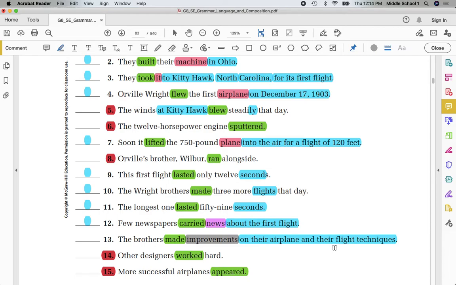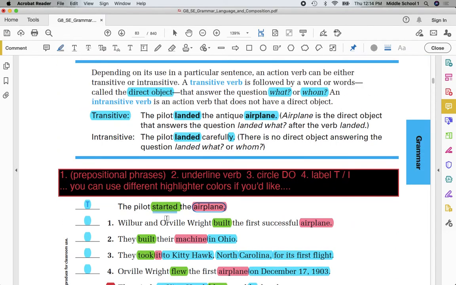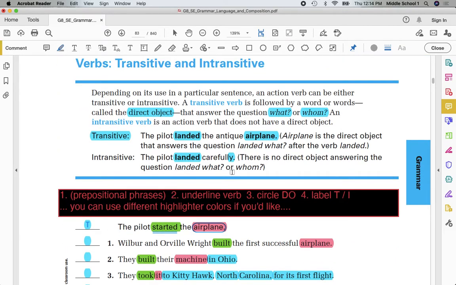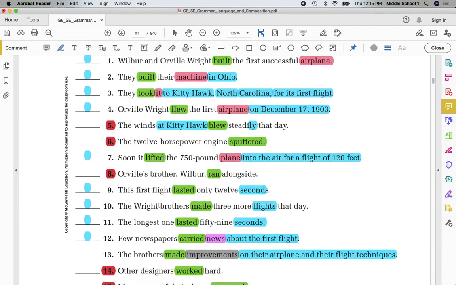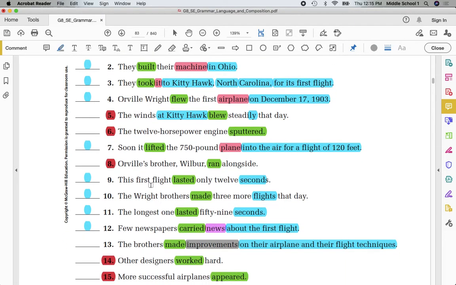Airplanes. What did the airplanes do? They appeared. The sentence ends with the verb. This is intransitive. 5, 6, 8, 14, and 15 are intransitive. What makes them intransitive? They're intransitive because there is no object answering the question who, what, or whom. The rest of these numbered items on this page are all transitive because they have an object.